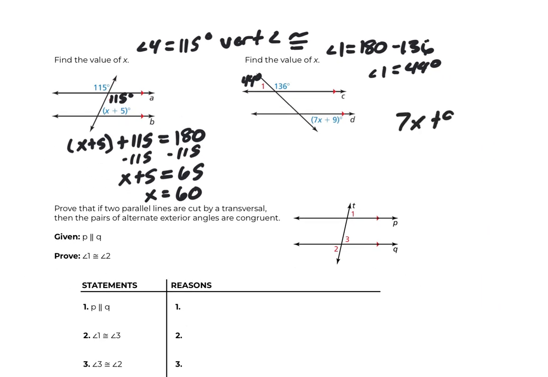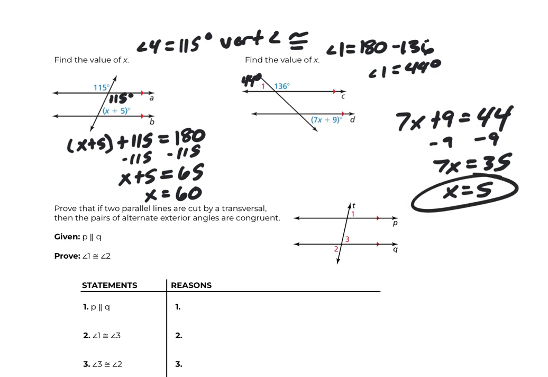One thing that you guys will continue to notice is over and over again, we are going to be using algebra, right? We've got to be able to solve equations. So we're setting up equations, we're solving for x. That's a common theme we've seen all throughout the year. So here we're going to subtract 9, and we're going to divide by 7. And we get x equals 5, okay? And that's what the question's asking. It's not asking us to find the angle measures. It says find the value of x, and that's what we've done.